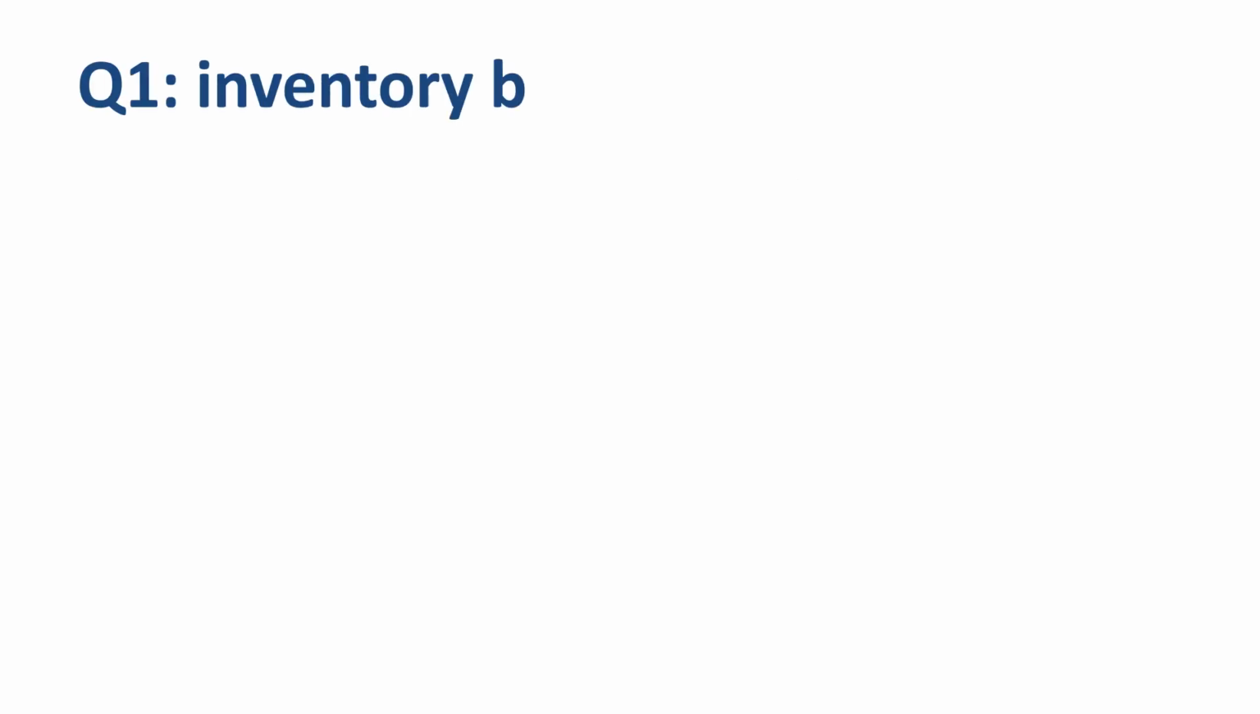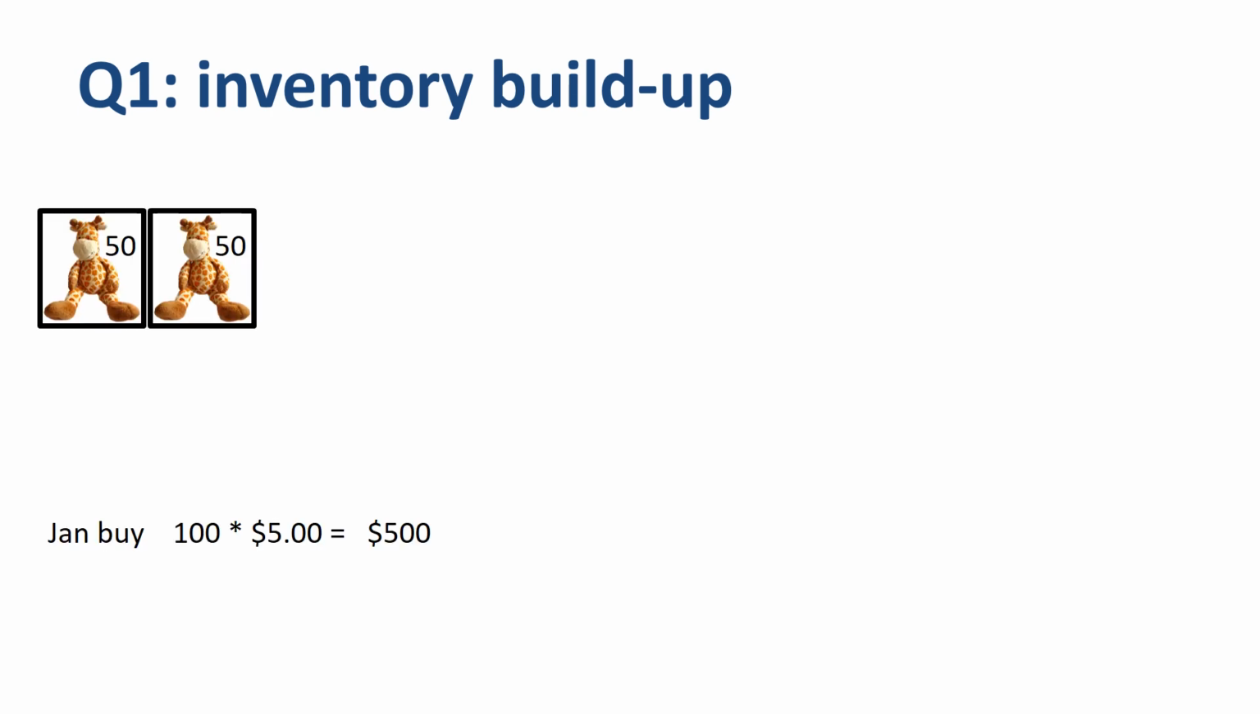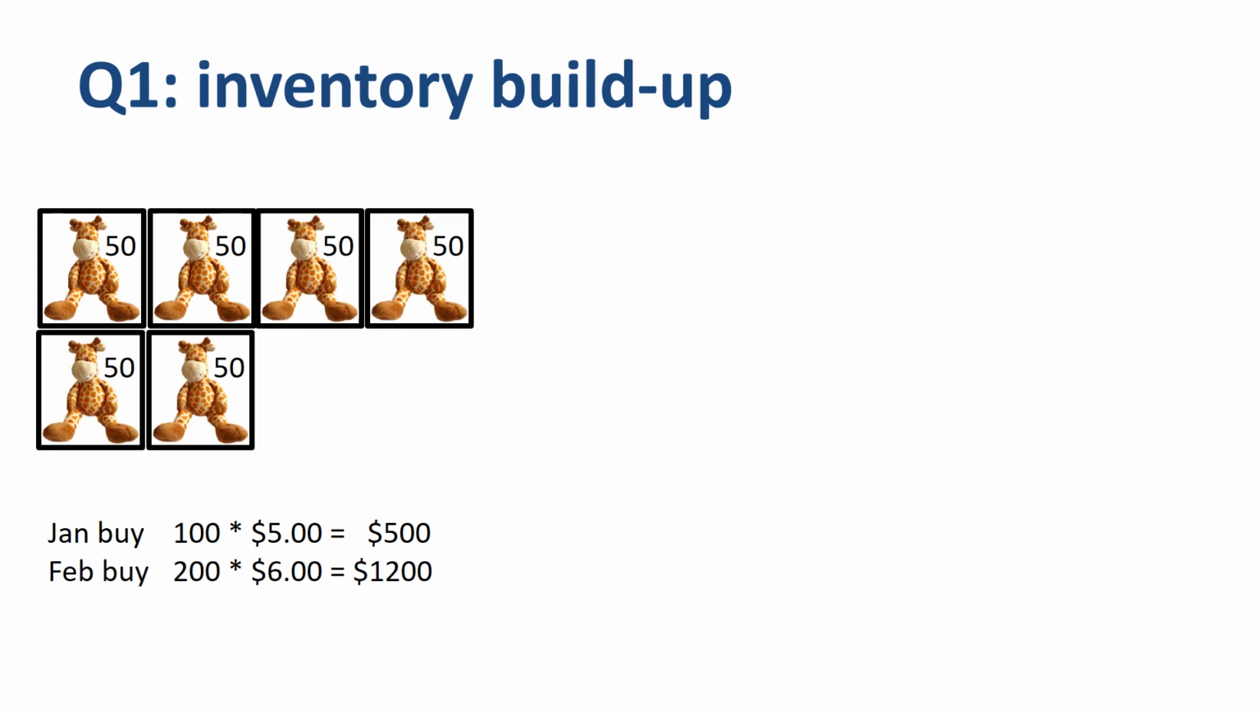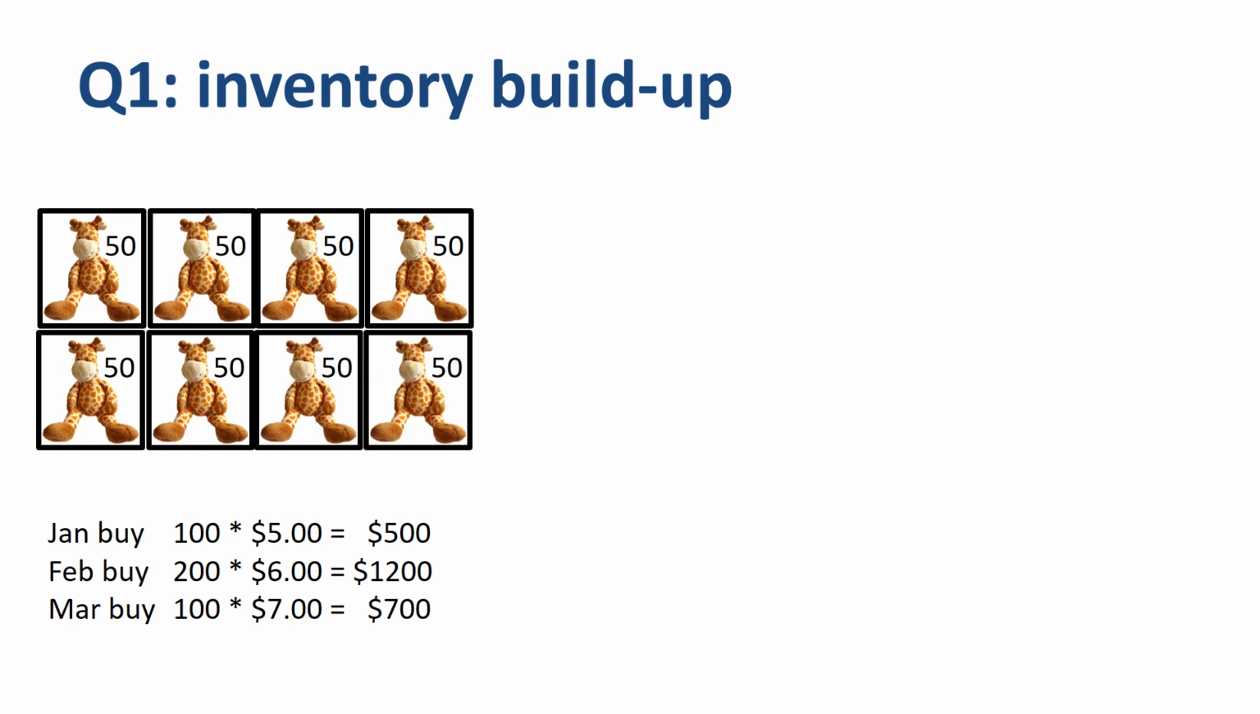In the first quarter of the year, Toy Giraffe Inc. is building up its inventory. In January, they buy 100 units at $5 per unit. In February, 200 units at $6 per unit. In March, another 100 units at $7 per unit. The Q1 ending inventory is 400 units at a total purchase price of $2,400, so on average $6 per unit.